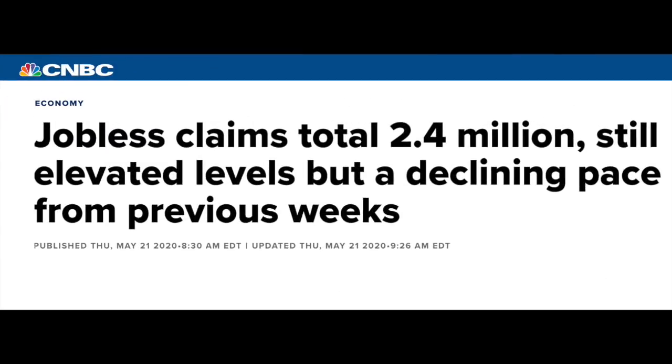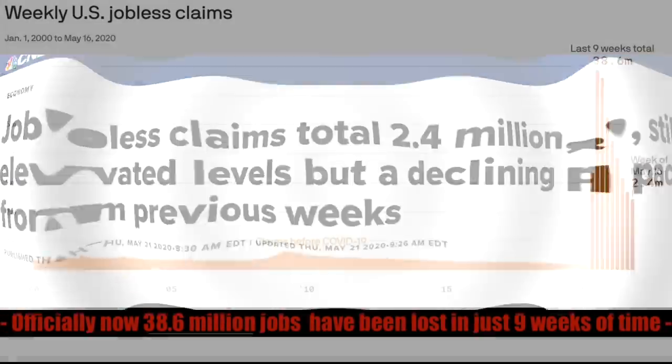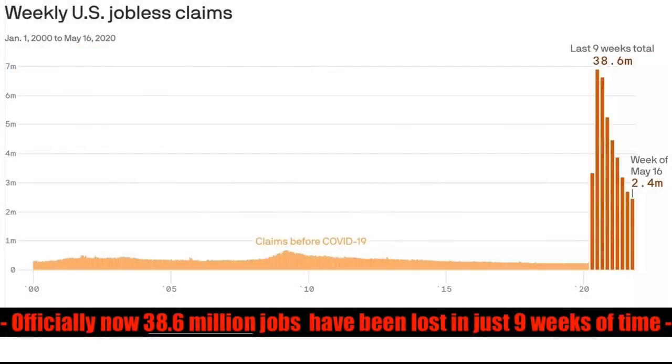And even though the financial cheerleaders are going to continue spinning the damning data as something positive, do not be fooled.